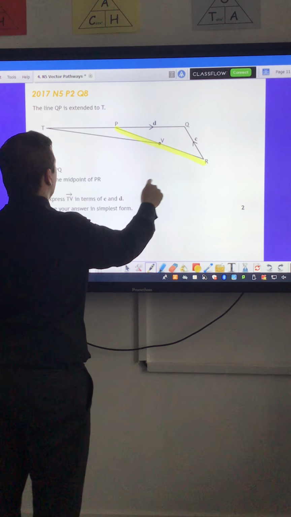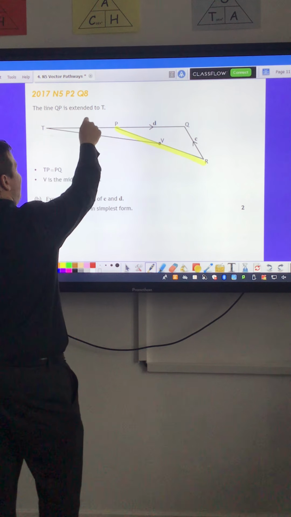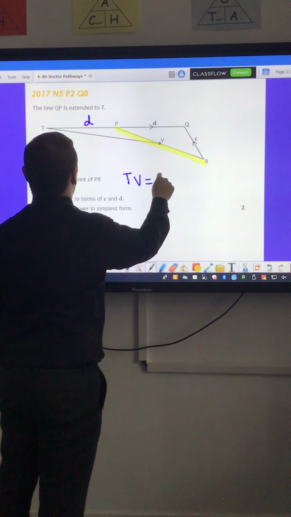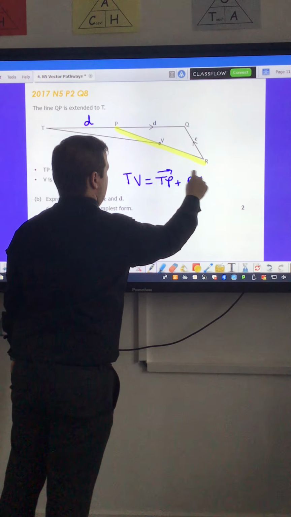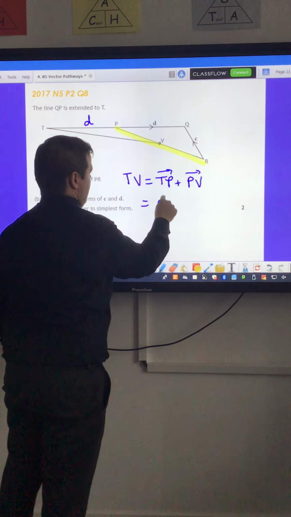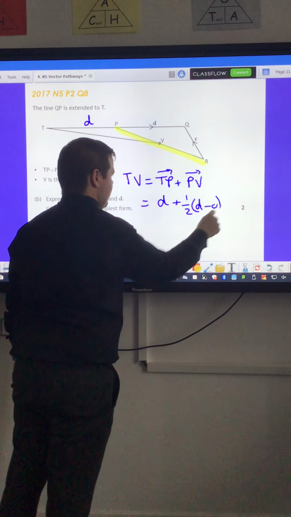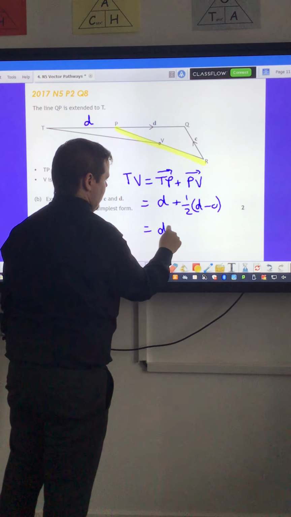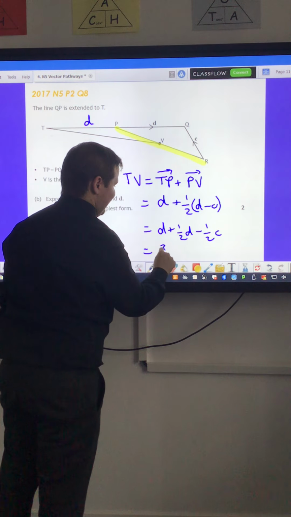So I want to go halfway down that. I'm also told that TP is equal to PQ, so that is D. So TV, again, that is TP plus PV, that is D plus 1/2 of D minus C, which is going to be D plus 1/2 of D minus 1/2 of C, which is 3/2 of D minus 1/2 of C.